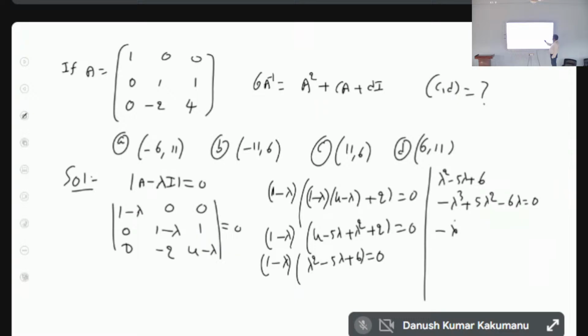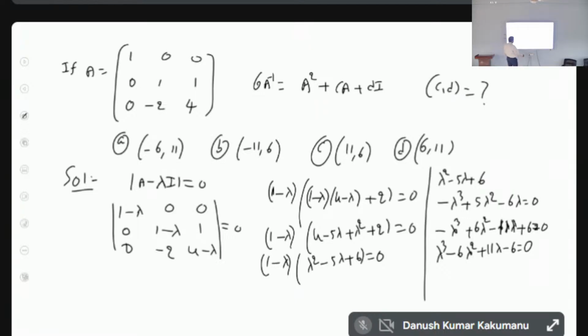Minus lambda cube plus 6 lambda square minus 11 lambda plus 6 equal to 0. So lambda cube minus 6 lambda square plus 11 lambda minus 6 equal to 0. What is the name of this equation? It is the characteristic polynomial. Now we got the characteristic polynomial.